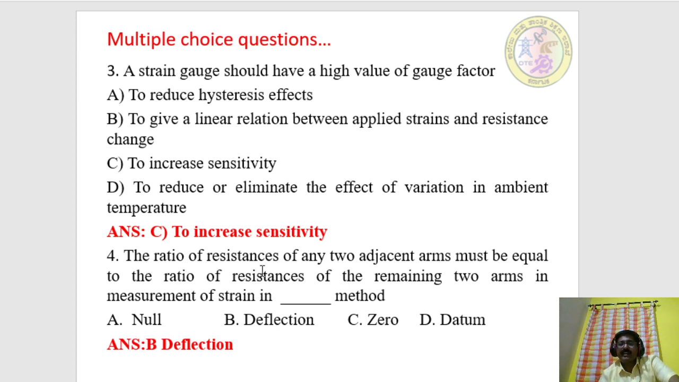Fourth question: the ratio of resistances of any two adjacent arms must be equal to the ratio of resistance of the remaining two arms in measurement of strain in dash method. See here they have given null, deflection, 0, datum. See, in the deflection method Wheatstone bridge, that is R1 by R2 is equal to R3 by R4. Then definitely it will be deflection.